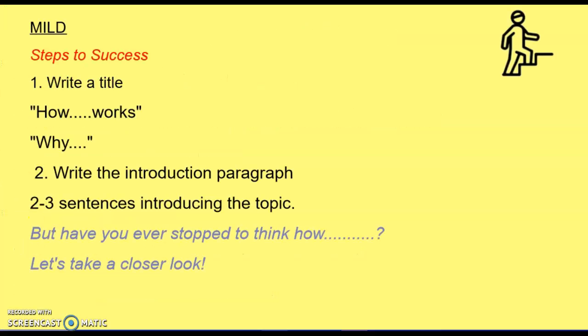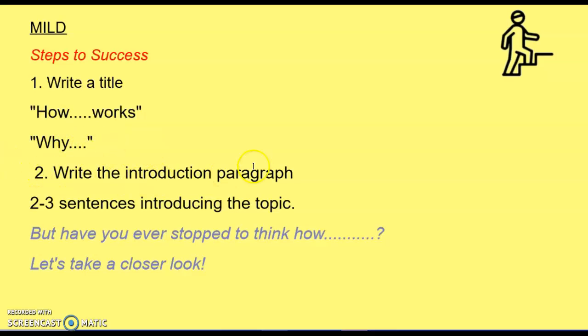Okay. Let's look at our success criteria. So if you want to choose a mild challenge, what you need to do for your introduction to be successful is think about a topic that you would like to explain the function of. So you're going to think about something you want to write about. Once you've done that, you can write a title. So it could be all about the water cycle, okay? Or how the water cycle works, or why the water cycle is important.